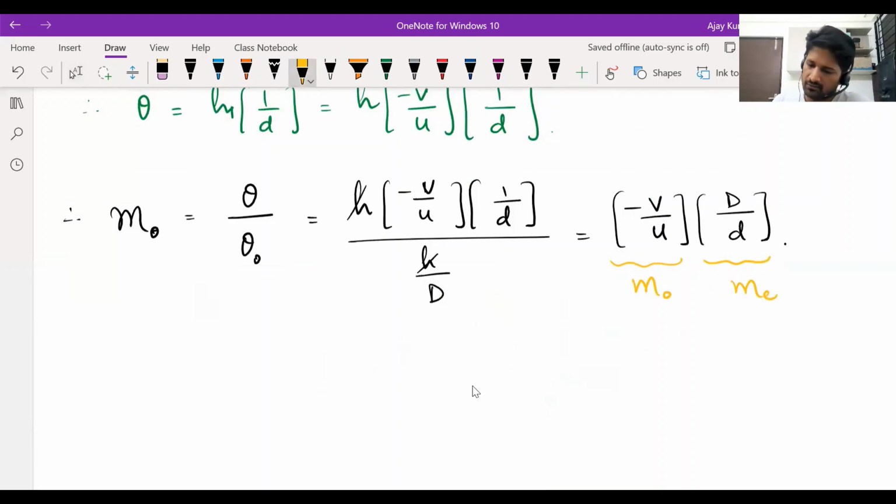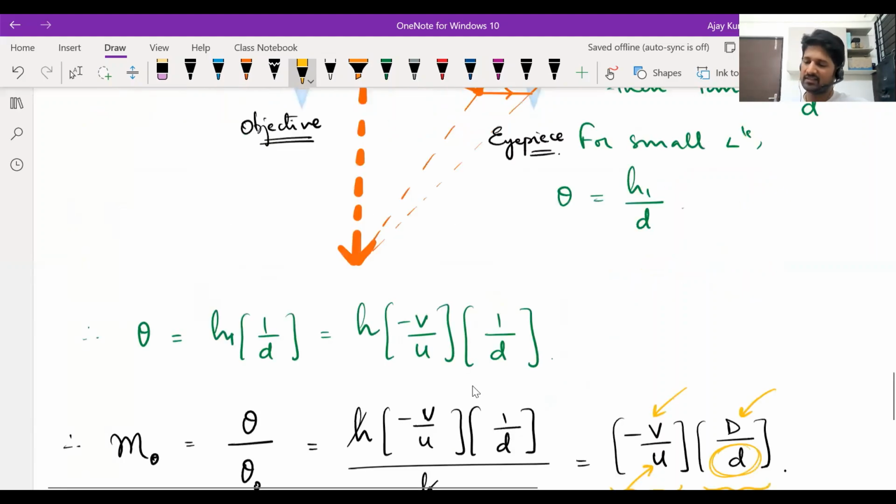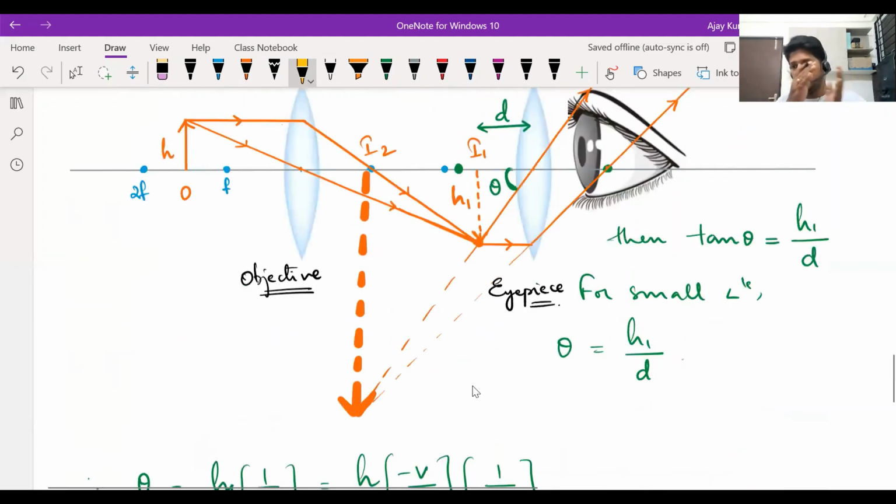Now, v is where the first lens forms the image. u is where the original object is placed. Capital D is the near point distance. What is small d? Small d is the distance from the image formed by the first lens to the second lens. And by adjusting small d, you can adjust where the image forms.